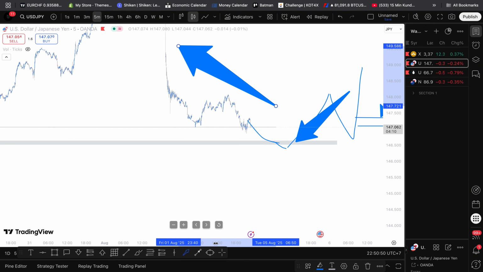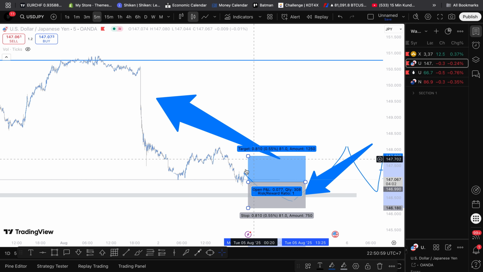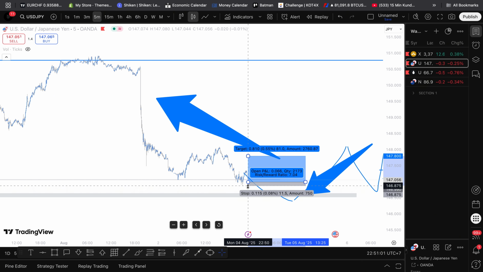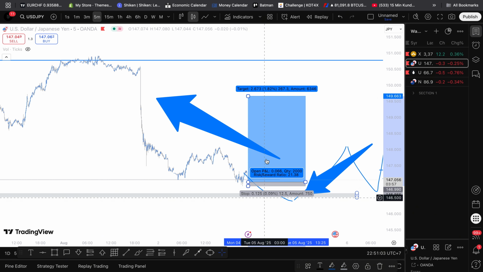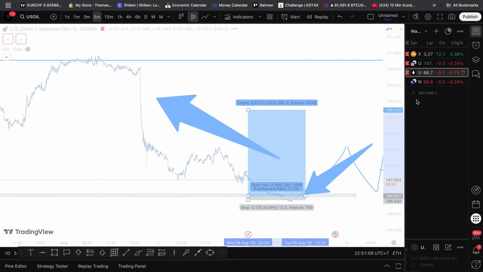So yeah, and the beauty about this is once I actually do get that confirmation, I can actually trade and potentially make all that and trade all the way up to here, and that would be a great trade, or down here. So that's UJ, and then we have oil.